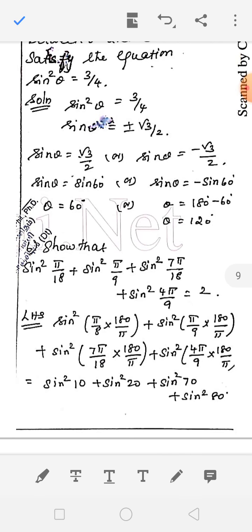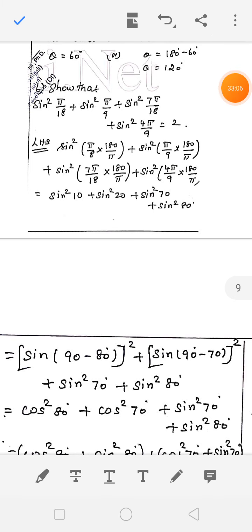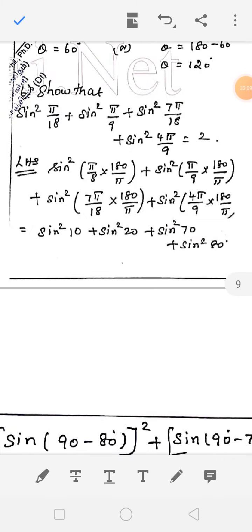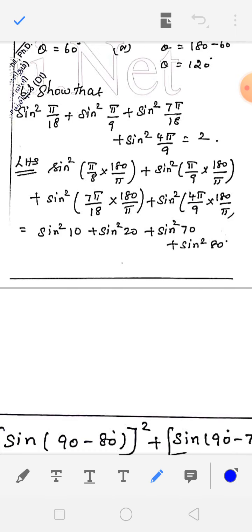And then the sixth one: sin² π/18 + sin² π/9 + sin² 7π/18 + sin² 4π/9 is equal to 2. Okay, so sin² π/18. Throughout, multiply by 180/π. So we get π/18 into 180/π, and throughout multiply.